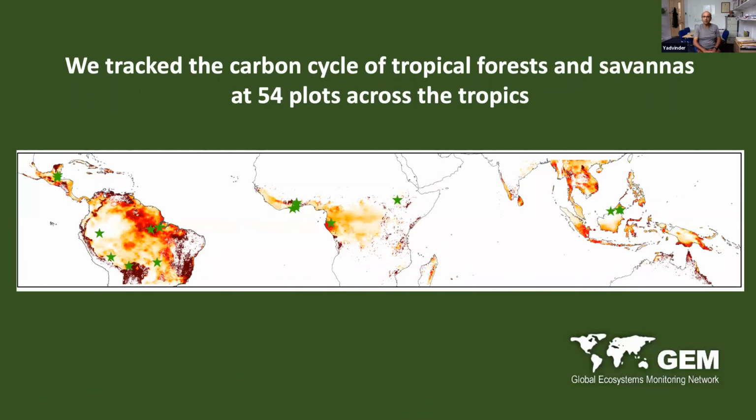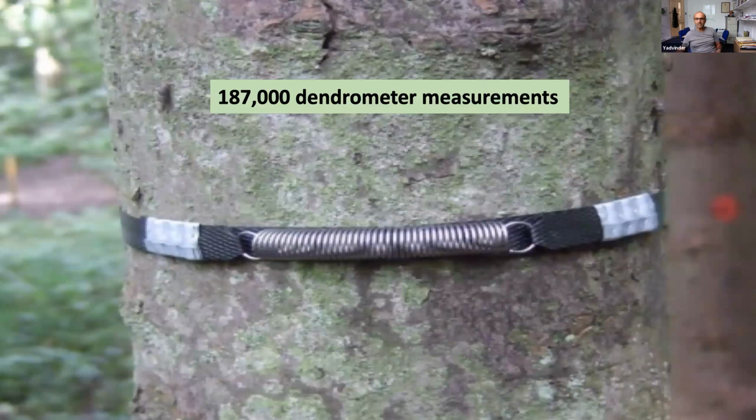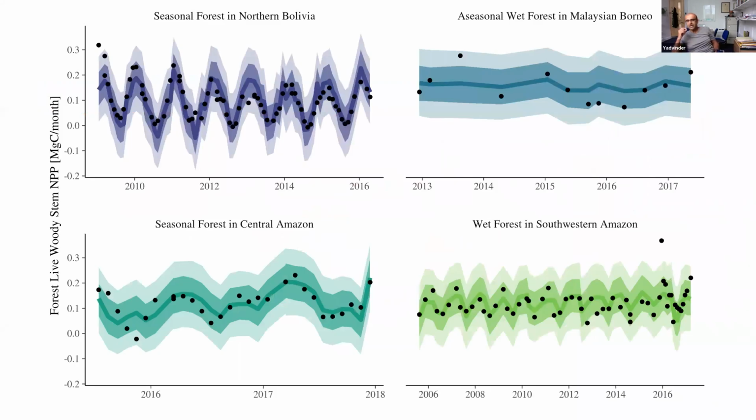So with our GEM network, we tracked the carbon cycle of tropical forests and savannas at 54 plots across the tropics. And this included a whole range of measurements, such as 187,000 dendrometer measurements and a range of other data. And I'm just giving you an example here of how we use these data to try and describe the variation in growth rate. So here we're looking at tree growth rates across a range of these sites, and we apply a simple statistical generalized linear model, driven by climate data, to try and fit and predict the seasonal variation of growth.